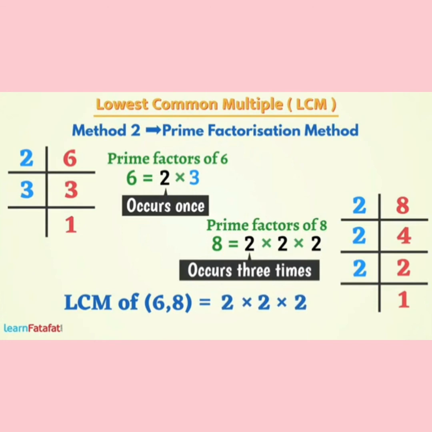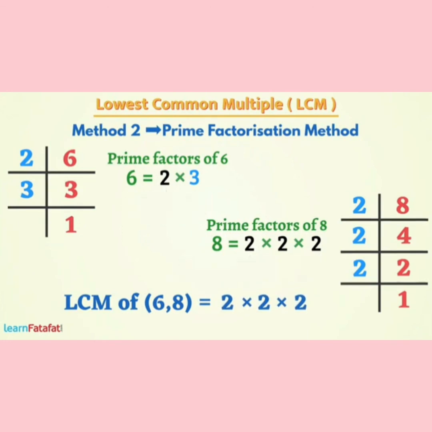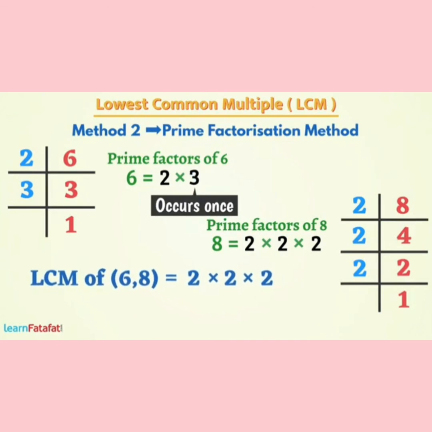2 multiplied by 2 multiplied by 2. Find the next prime factor and count its occurrences. 3 occurs only once in 6. So include 3 in the product: 2 multiplied by 2 multiplied by 2 multiplied by 3. The product of these factors is 24 and it is the LCM of the two numbers.